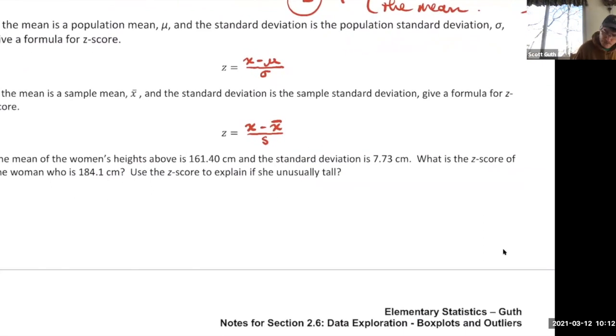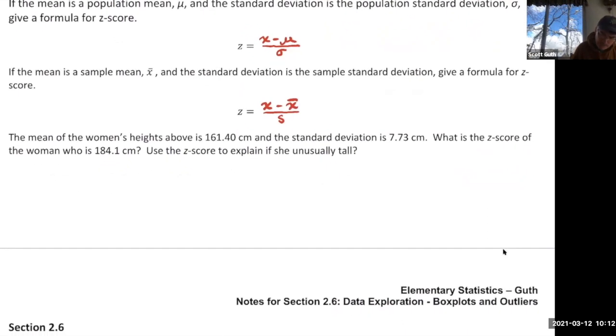So here, there's a little problem. It says the mean of women's height is 161.4 centimeters. That's the heights above, okay? And the standard deviation is 7.73 centimeters. So we want the z-score of the woman who's 184.1 centimeters tall. So the X bar is the 161.4. The standard deviation is S. And then the individual is always just X, and X varies from person to person. So that's why it's called a variable.